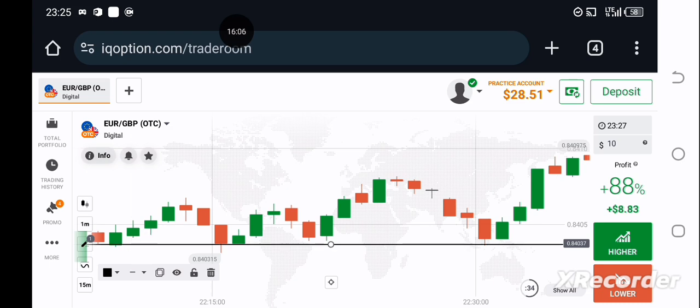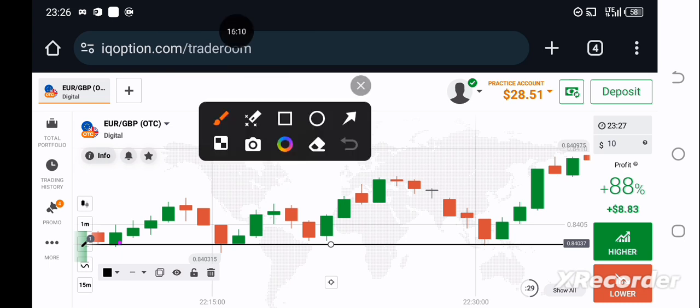Now, because you have learned what I taught you, you know that the market is moving. Anytime it gets to this level, it goes up. It gets to this level, it goes up. It gets to this level, it goes up. These are your entry points. This is where you'll be entering your trade.